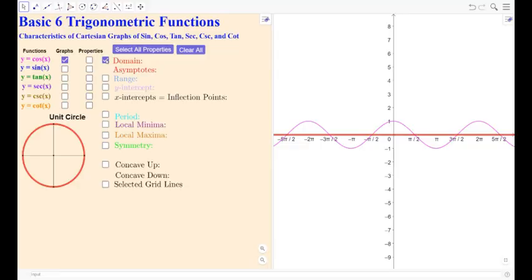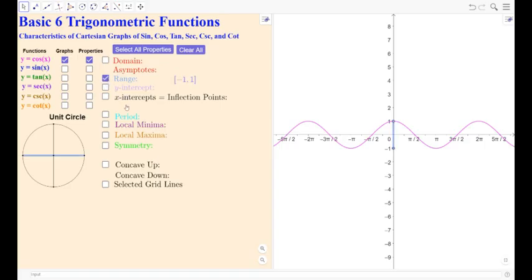Okay, once again, the domain is all reals. Everything gets used here on the unit circle. Points, everything gets used on the x-axis here. All reals, there are no asymptotes, no breaks of the graph of any kind. It is a continuous function. All reals are used. What about the range?